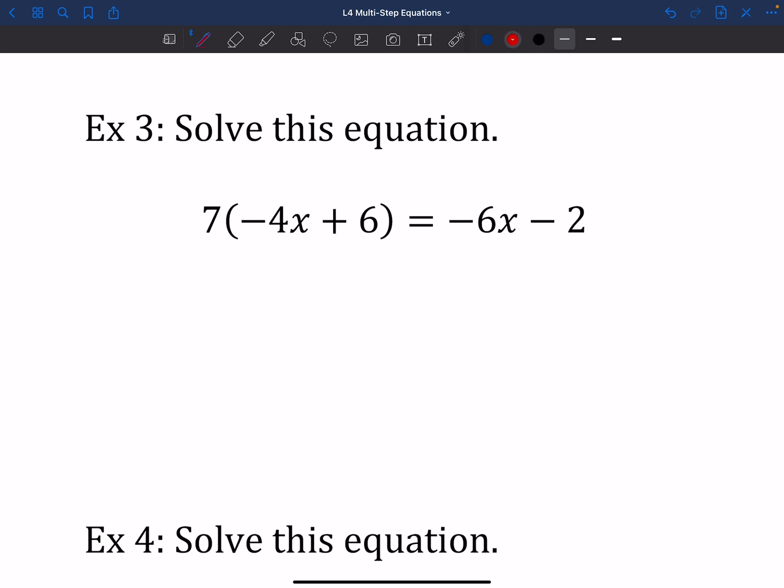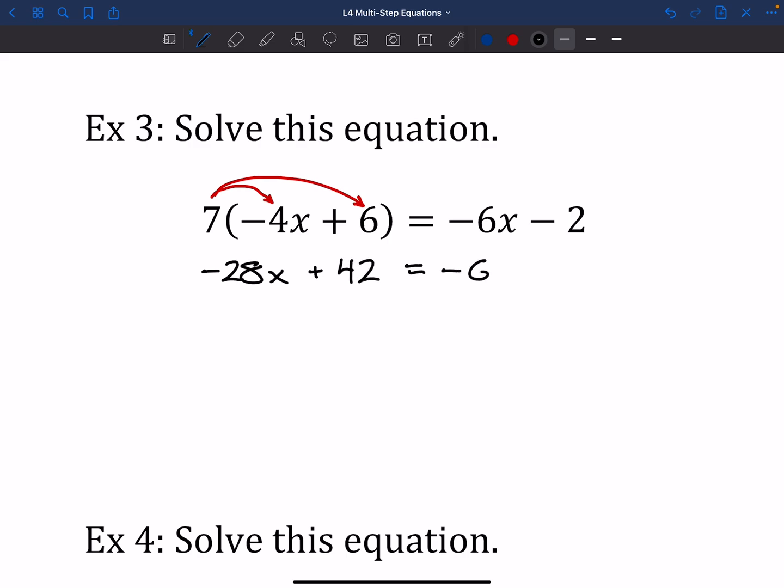So on a problem like this, what I'm noticing right off the bat is I have some parentheses. So as I'm starting this one out, I know I need to distribute. I'm going to take this 7 and distribute it to each and every part of those parentheses. So 7 times negative 4x: 7 times negative 4 is negative 28, and then that x tags along. 7 times 6 is 42.